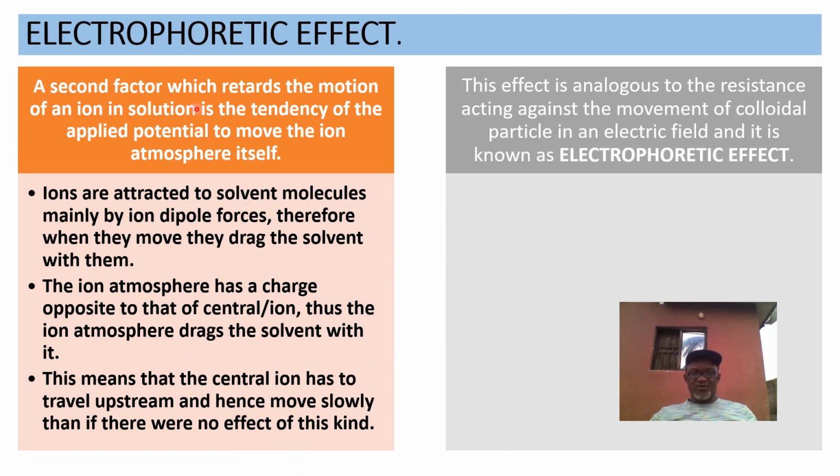The second factor that retards the motion of ion in solution is the tendency of the applied potential to move the ion atmosphere itself. Look at this. Instead of moving only the ion, the atmosphere itself will be moving. Now imagine it becomes a load.